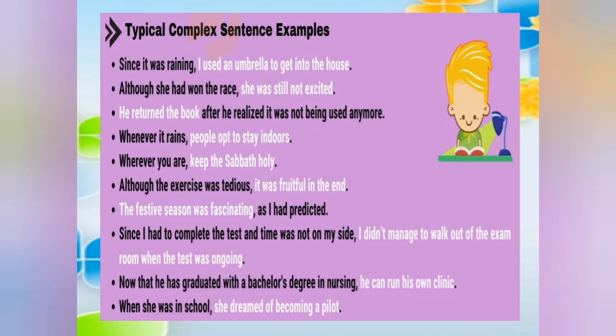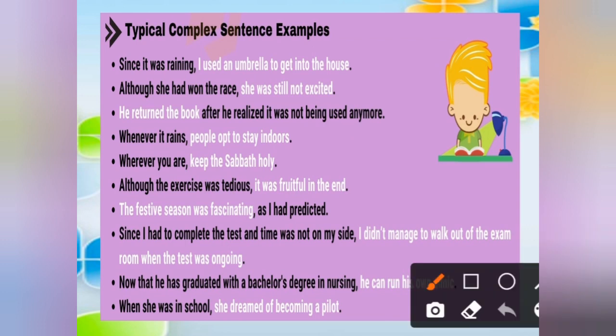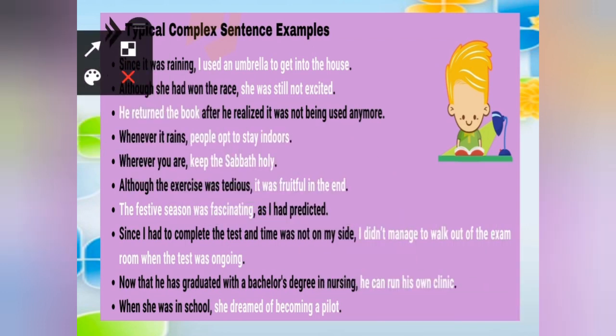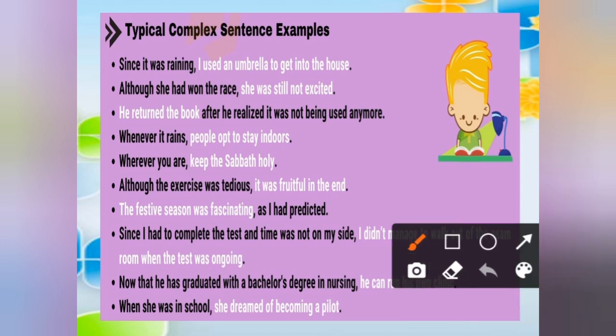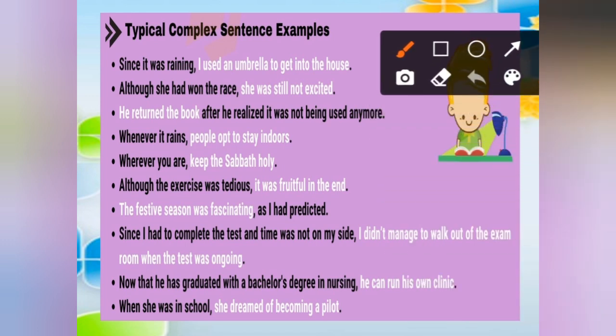Typical complex sentence example. Now here we have different examples. So what are these examples here? The first one we have, this is, since it was raining, I used an umbrella to get into the house.